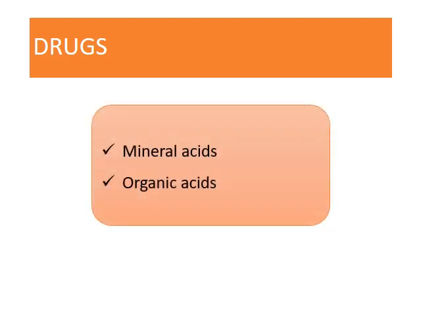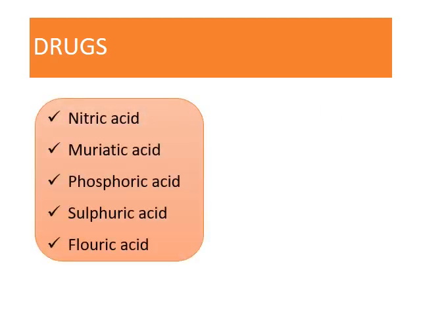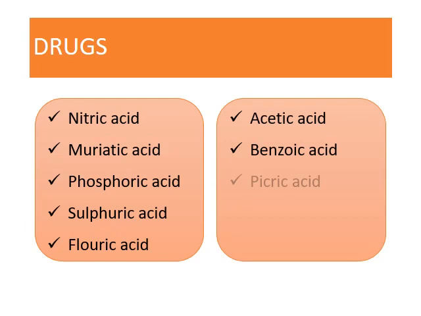Now the drugs of the acid group mainly belong to two groups, right? Mineral acids and organic acids. This you know. Of the mineral acids, you already studied nitric acid, muriatic acid, phosphoric acid, and sulfuric acid. It is fluoric acid which you will be studying in the final year. Of the organic acids, acetic acid, benzoic acid, and picric acid you studied. The other ones, carbolic acid and oxalic acid, you'll be studying next year.